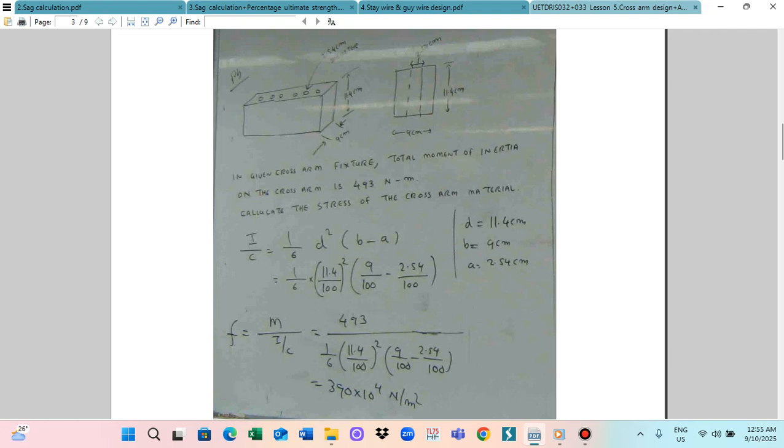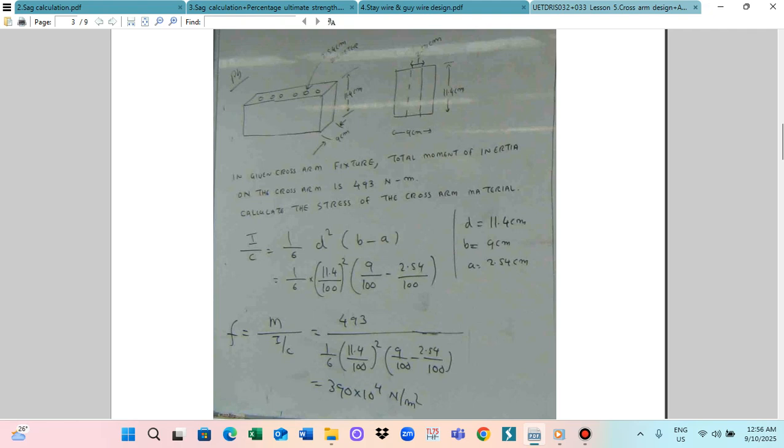Or we can also install a cross arm this way. So this is a cross arm. On the cross arm, we install a pin insulator like this. So when we design the cross arm, you can see the view this way. So this is a cross arm. This one will be the cross arm, so the cross arm is normally like this. So we do the cross arm like this.